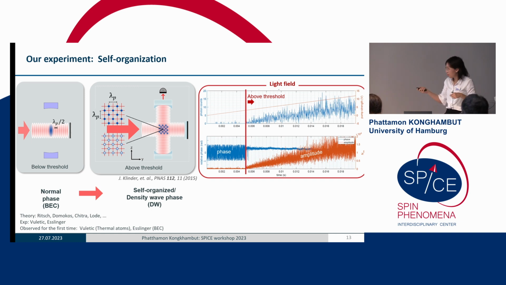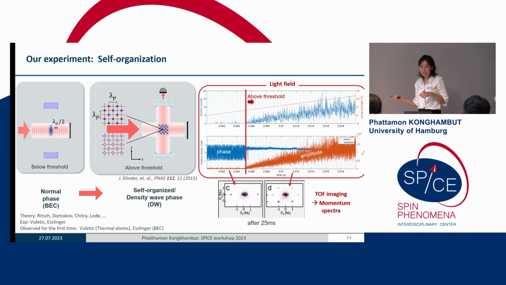What else can we do to probe our system? We can also take an absorption image showing the momentum spectra of the atomic cloud. Below the threshold, in a normal phase, it's just a normal BEC, with the momentum mainly in the zero momentum mode with some small peak at 2ħk. It's 2ħk because the wave vector k is equal to 2π over lambda. If lambda is halved, then you have 2ħk appearing. And in the self-organized phase, you see that the peaks at ±1 mode appear. And this shows that it really has a checkerboard pattern.